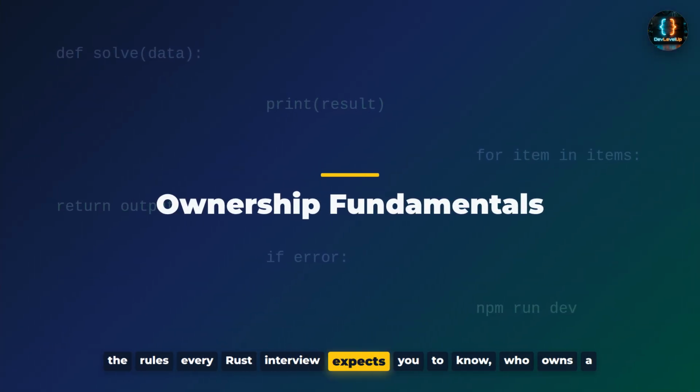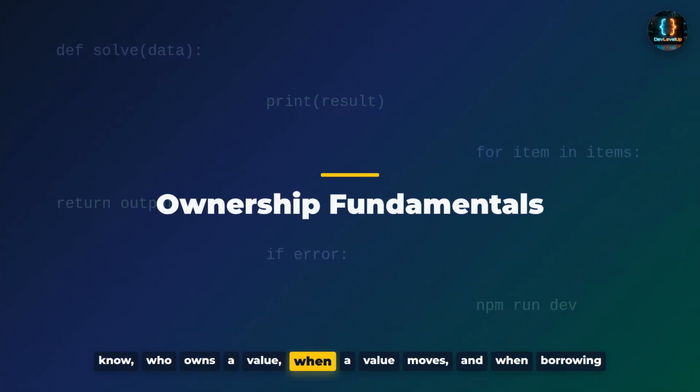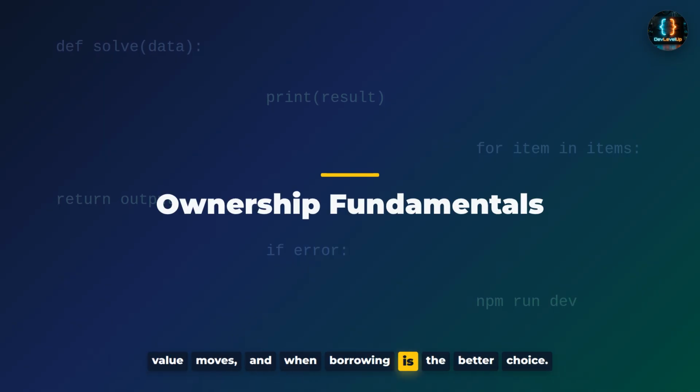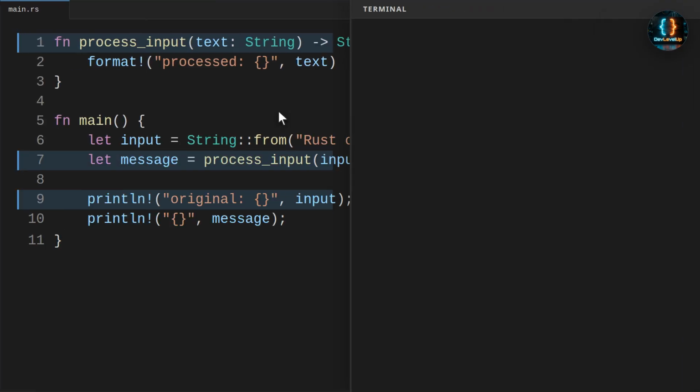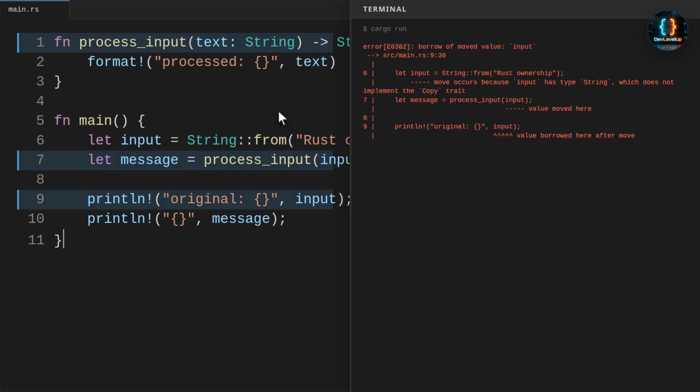Every Rust interview expects you to know who owns a value, when a value moves, and when borrowing is the better choice. This comes up when user input is sent into a helper function, but the caller still needs it later. Let's write the tempting version first. The function takes a String, so calling it moves the input. Now we run it and the compiler stops us because we try to print input after ownership has already moved.